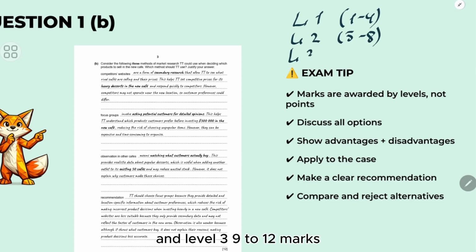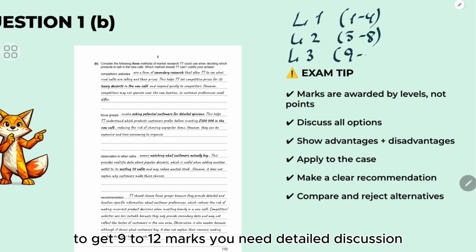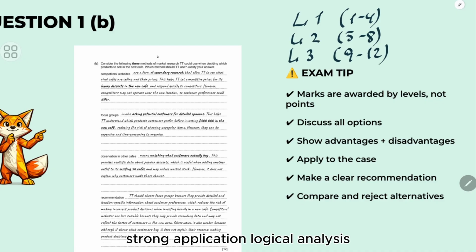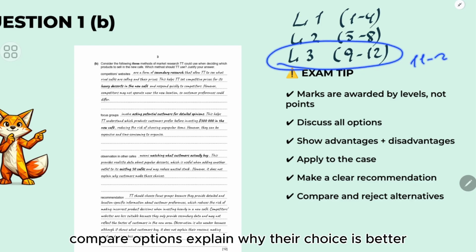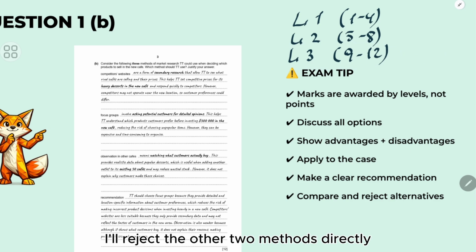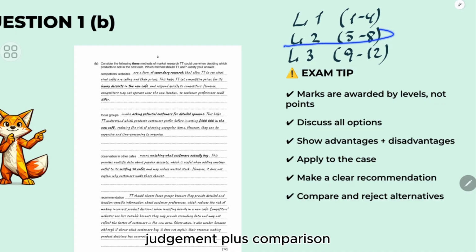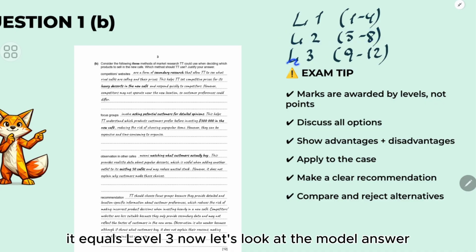And level 3, 9 to 12 marks. To get 9 to 12 marks, you need detailed discussion, strong application, logical analysis, and well-justified recommendation. To reach the top of level 3, 11 or 12 marks, students must make a clear decision, compare options, explain why their choice is better, and reject the other 2 methods directly. Discussion alone equals level 2. Judgment plus comparison, it equals level 3. Now let's look at the model answer.